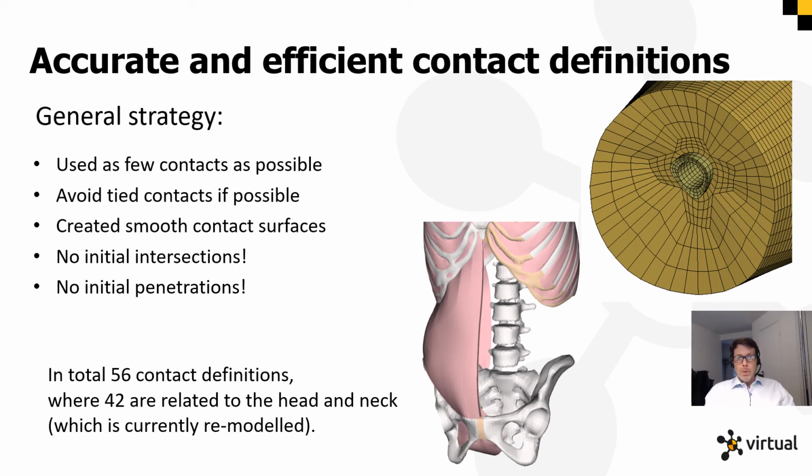In addition, we tried to make the contact surfaces smooth and continuous, for example, by including an abdominal wall and a pelvic floor. Finally, all models are fully depenetrated. That means no intersections or penetrations. So when we run the models, we should not have any contact warnings in the output files.